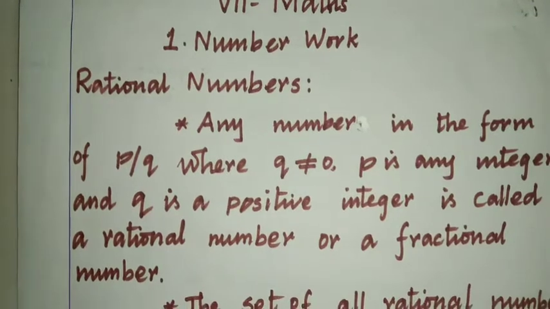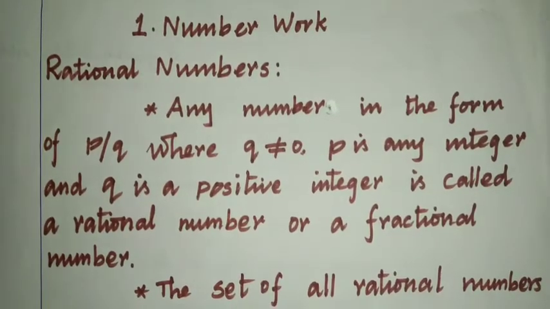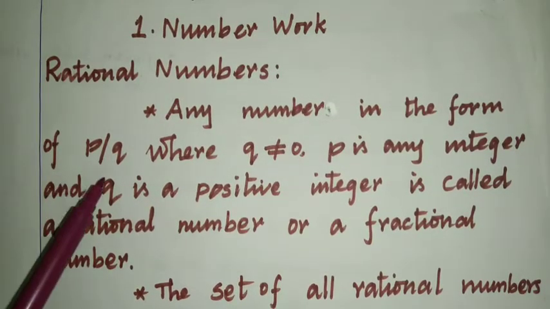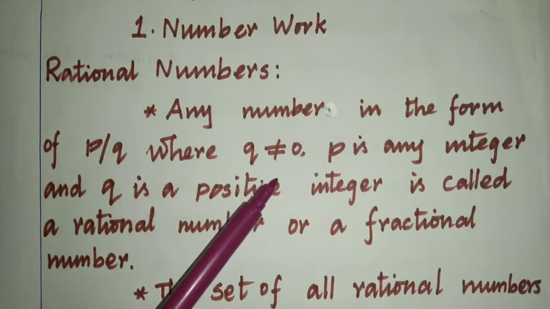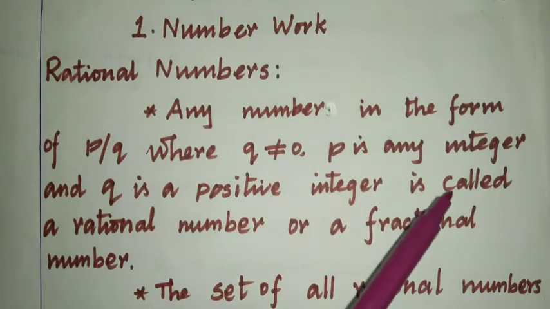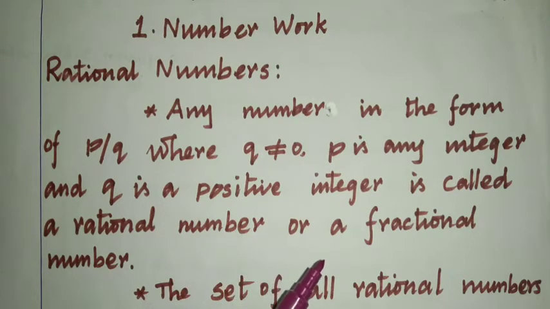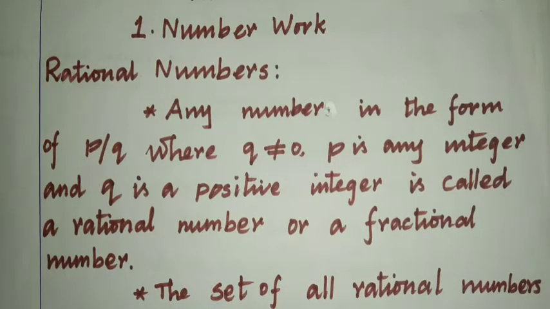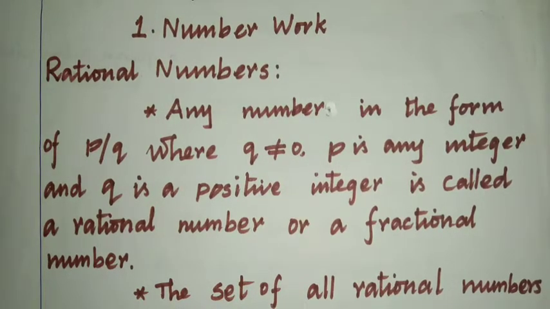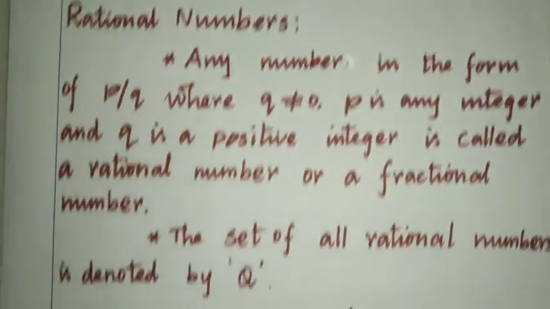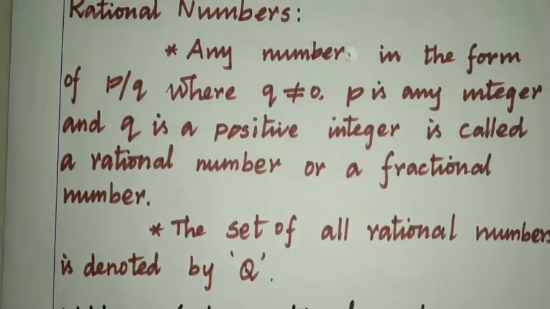Rational numbers means any number in the form of p by q, where q is not equal to 0, p is any integer and q is a positive integer. It is called a rational number or a fractional number, and it is denoted by the symbol Q.